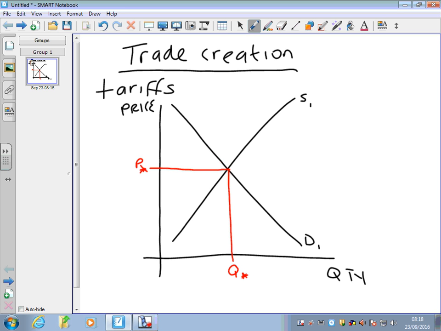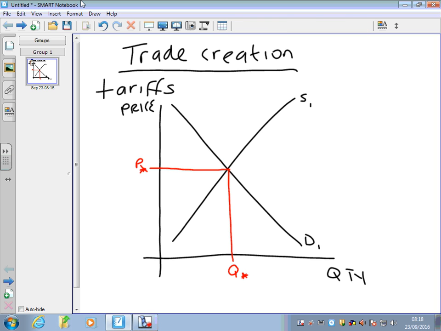And very quickly, demand is downward sloping. The obvious reason is the lower the price, the higher the demand. The higher the price, the lower the demand. The supply curve is upward sloping. The higher the price, the higher the supply, because in theory there's more profit to be had at higher prices than low prices.